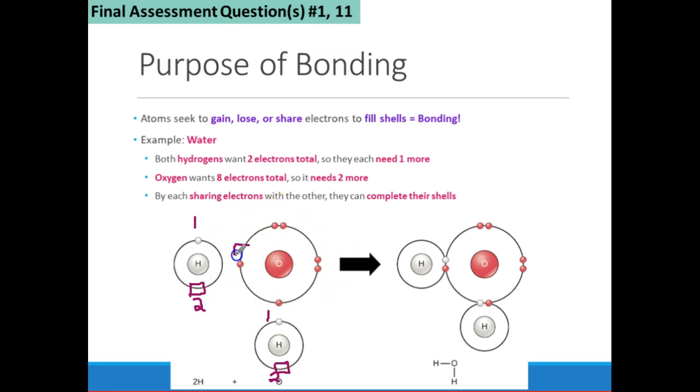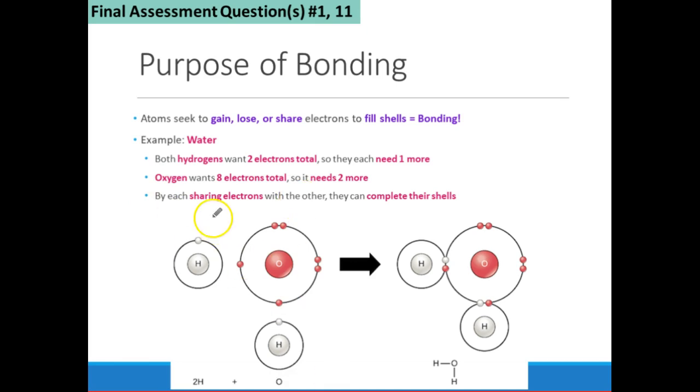It's missing 2 though. So it's missing 1 right here and 1 right here. And so what they're going to do is they're going to actually share electrons with each other. So by sharing these electrons, they can actually complete their shells.